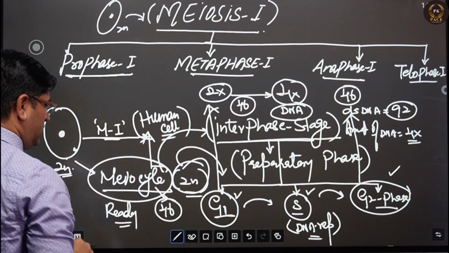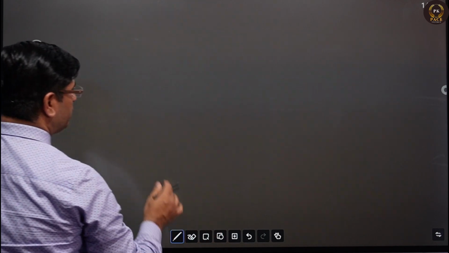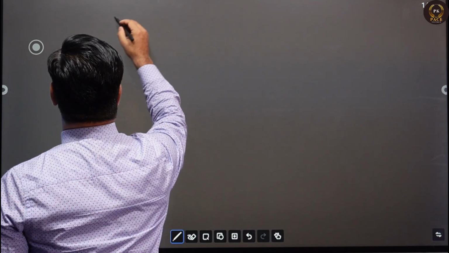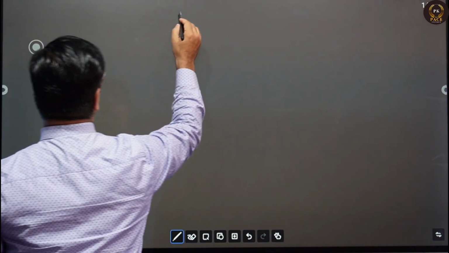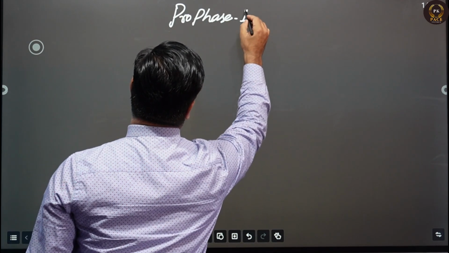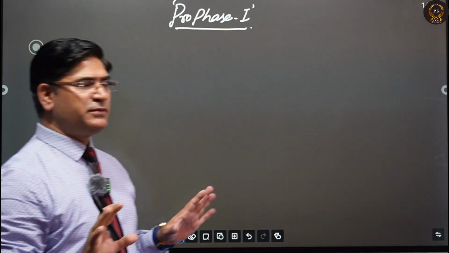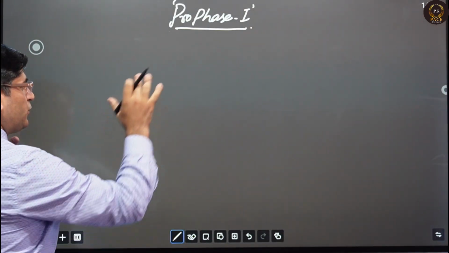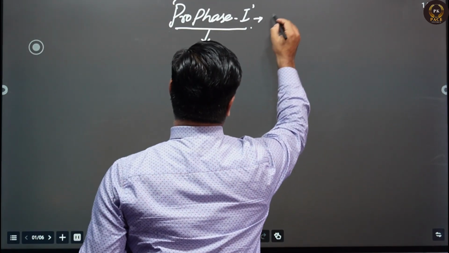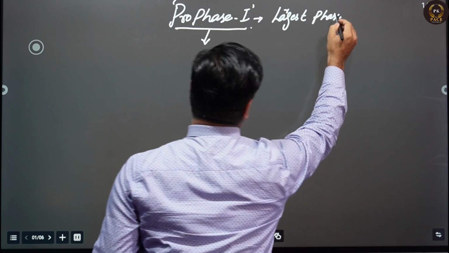So what changes occur in prophase 1? Let me talk about the first phase of meiosis 1, that is prophase 1. Let's talk about prophase 1 of meiosis 1. Prophase 1 is the largest phase. This phase is considered the largest phase of meiosis.